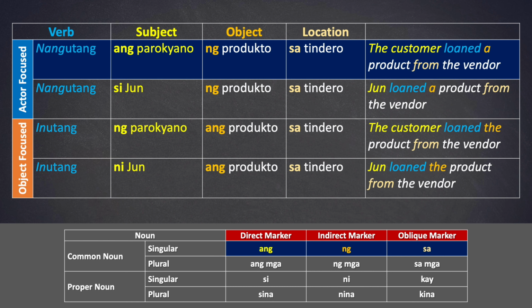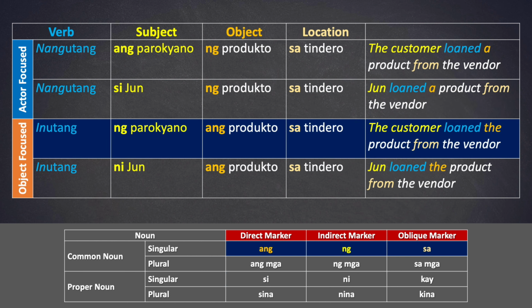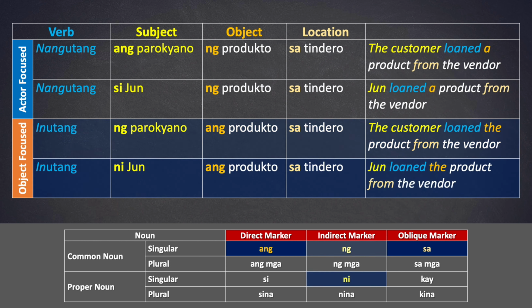Nangutang ang parokyano ng produkto sa tindero. The customer loaned a product from the vendor. Nangutang si June ng produkto sa tindero. June loaned a product from the vendor. Inutang ng parokyano ang produkto sa tindero. The customer loaned the product from the vendor. Inutang ni June ang produkto sa tindero. June loaned the product from the vendor.